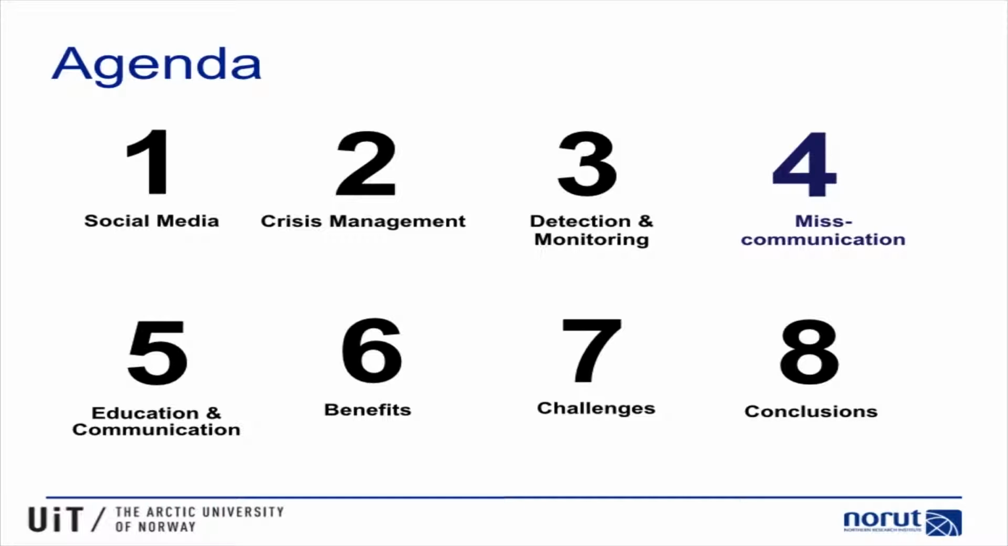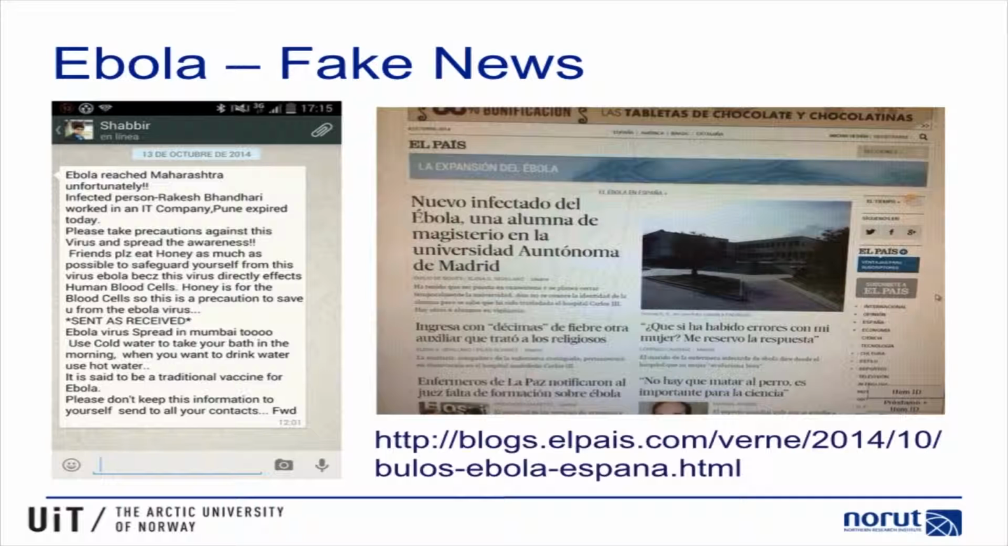Now I will give you some examples of miscommunication around the Ebola crisis. One of the very big issues has been fake news. There are people creating rumors, whether on purpose or not, about Ebola. You have here one WhatsApp message that Dr. Shabir got from India saying that there was an outbreak of Ebola in India, which was not true, and also some natural remedies for that, which are not working at all. And those types of news have been spreading all over.